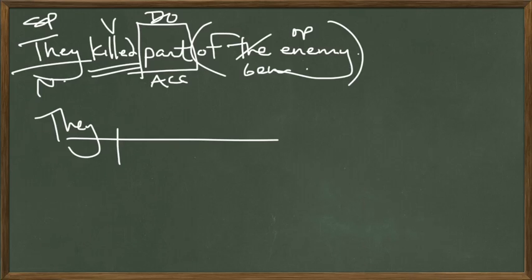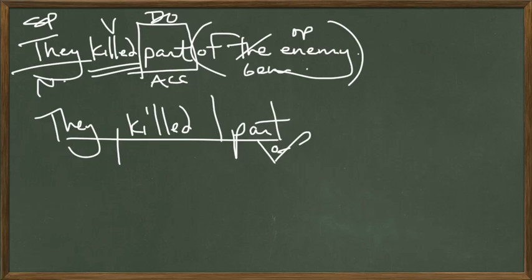They, on the subject side, killed on the verb side. They killed part. Direct object, accusative case. They killed part of what? Of enemy. They killed part of the enemy.